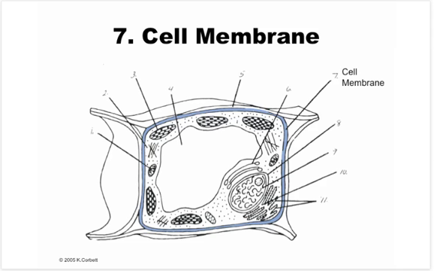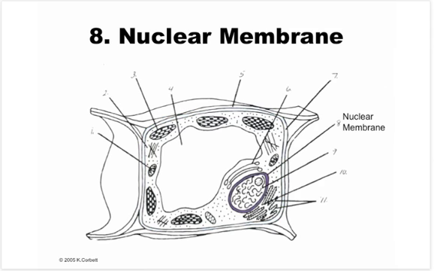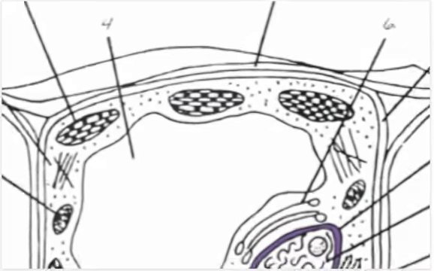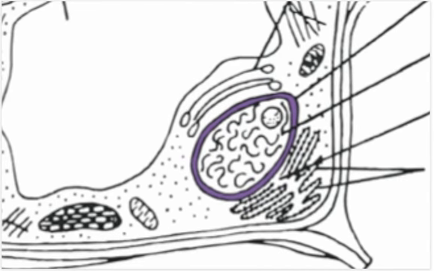Going on to the next one. The nuclear membrane. Allow me to zoom in and show you where this is. So the nuclear membrane is the part on the outside of this egg-type structure right here. This egg-type structure right here. And I colored it in purple.